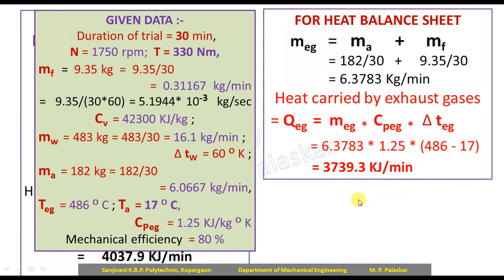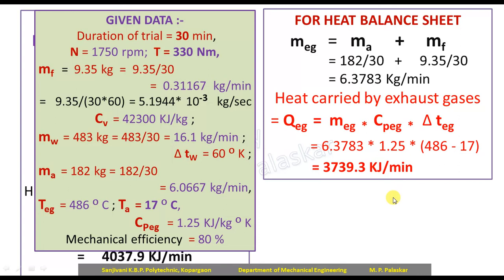And after this you can find the heat unaccounted. So heat unaccounted is equal to heat supplied minus the various heats where the heat is dissipated, that means heat supplied minus brake power minus heat carried by jacket cooling water minus heat carried by exhaust gases, and thus we get the heat unaccounted for, right?